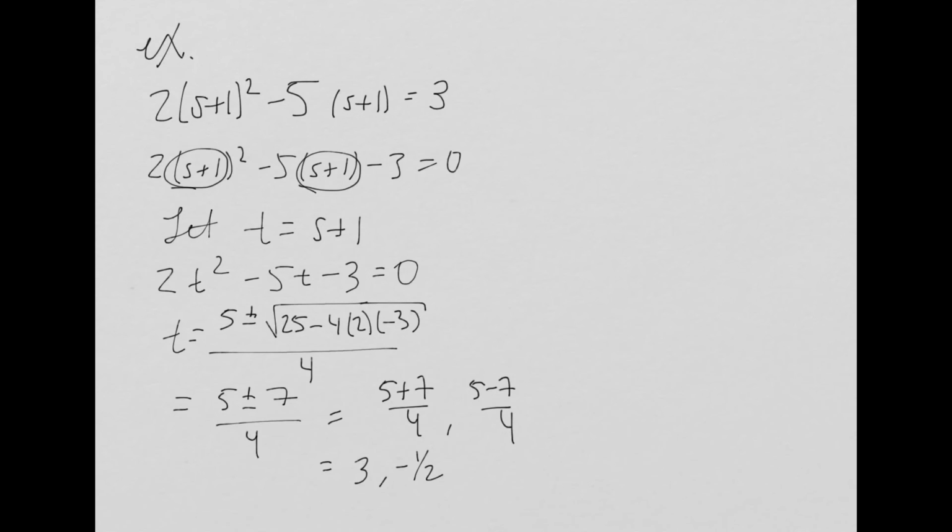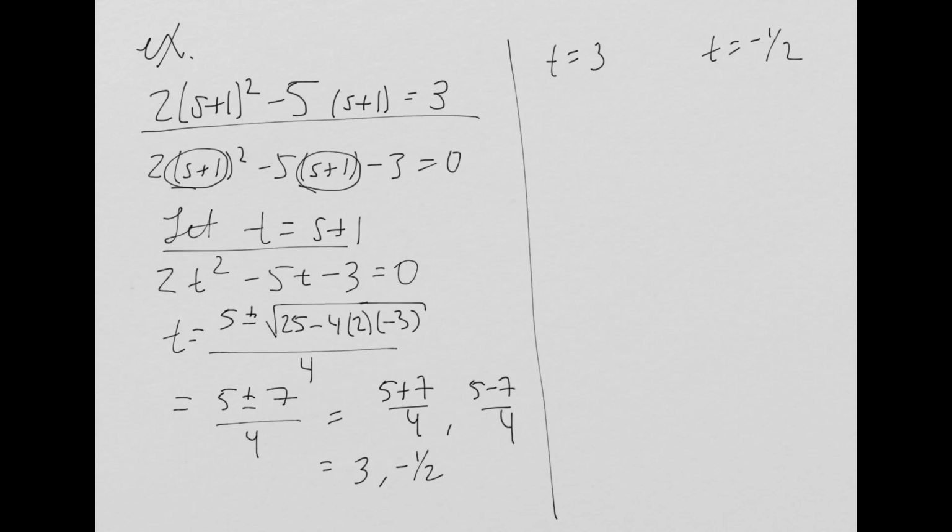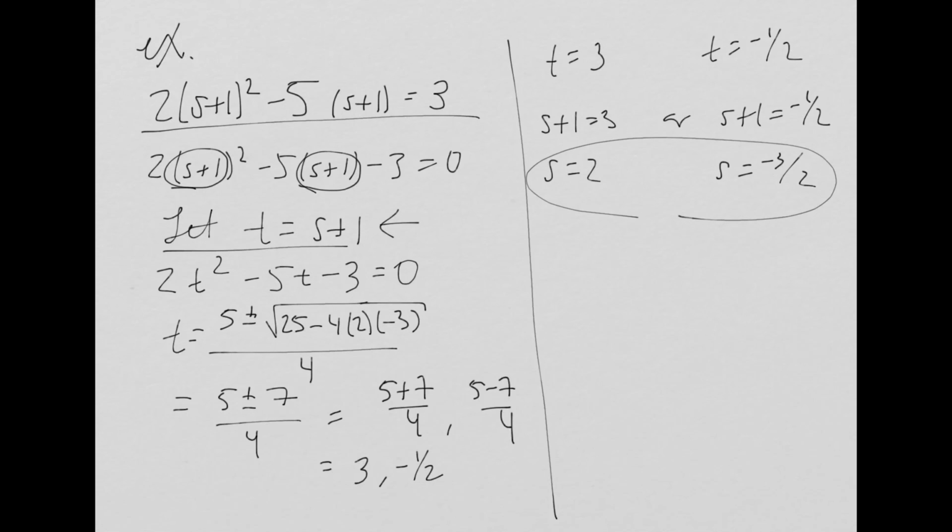So we've taken this problem, reduced it down and got t, but that's not what we were looking for. Remember, our original problem had s's in it. But we also know that t equals s plus 1. So remember, one solution was t equals 3, and our other solution was t equals negative 1/2. From this line, I know that means s plus 1 equals 3, or s plus 1 equals negative 1/2. In the first case, s equals 2. In the second one, s equals negative 3/2. So those are our two solutions.